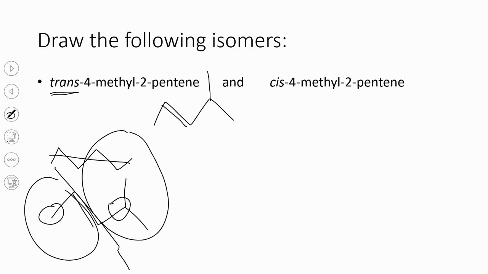So I got that far, across the double bond. Okay, so then we're looking at our double bond. We look above the double bond and below the double bond. Are the carbon groups on the same side or are they on opposite sides?